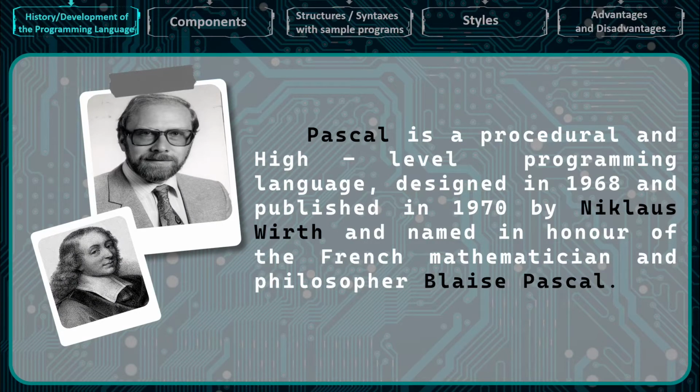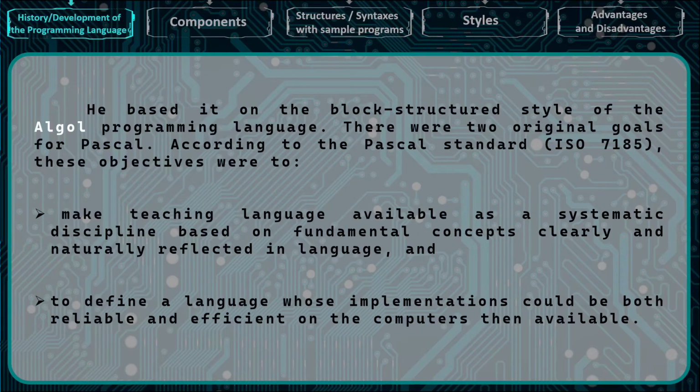Pascal is a procedural and high-level programming language designed in 1968 and published in 1970 by Nicolas Wirth, and named in honor of the French mathematician and philosopher Blaise Pascal. He based it on the block-structured style of the Algol programming language.